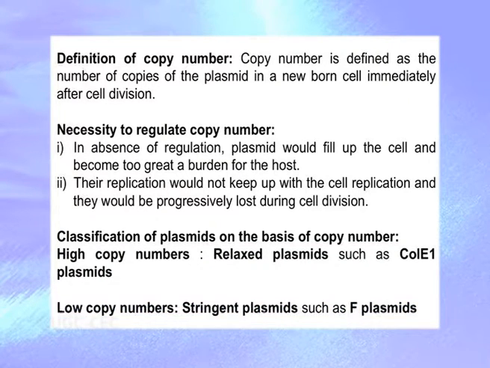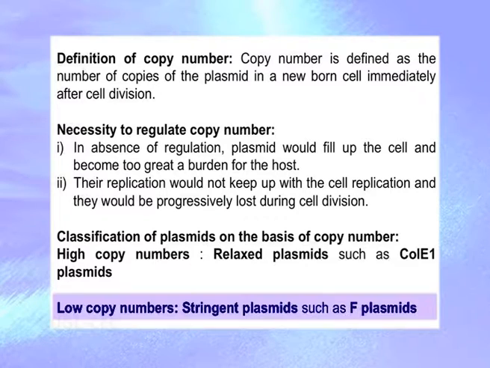There are certain plasmids which remain in very low copy numbers, or we may say that only one copy of the plasmid exists inside the bacterial cell. Such plasmids are called stringent plasmids, and an example of such a plasmid is the F plasmid.